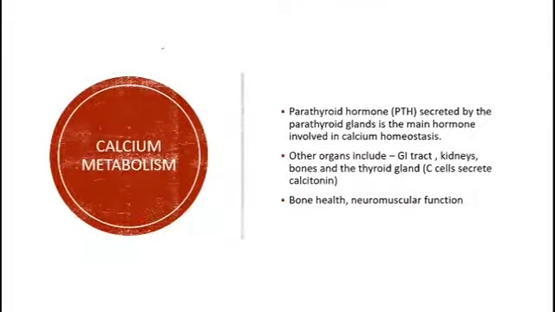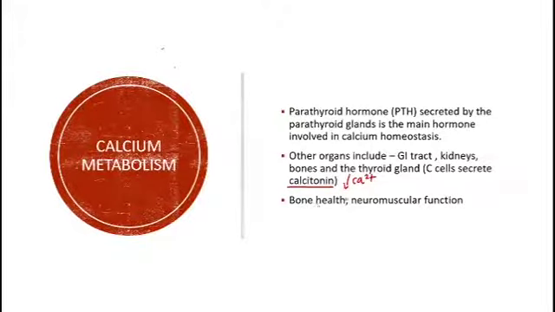The most important hormone involved in calcium homeostasis is parathyroid hormone, and this is secreted by the parathyroid glands. Other organs include the GI tract, kidneys, bones, and the thyroid gland. The parafollicular C cells secrete calcitonin. Calcitonin is a hormone produced by the thyroid gland, and it serves to reduce serum calcium levels, thereby opposing the action of PTH. This is important to maintain bone health.